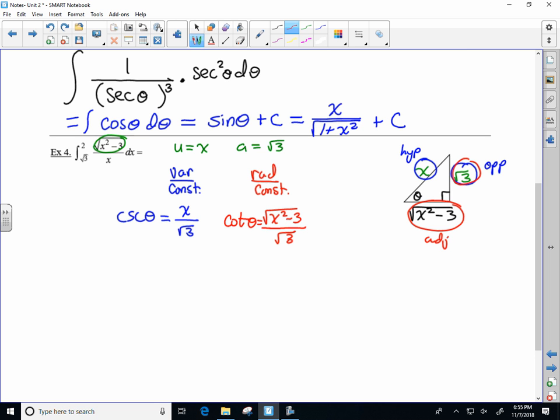Now, you can tweak this if you want. You might say, I don't like cosecant and cotangent. So maybe you move some things around. Maybe you swap your radical x squared minus 3 with your radical 3, and then go from there. I'm fine working with it anyway, so I'm just going to keep going. Oh, sorry, can't just keep going yet. So x equals root 3 times the cosecant of theta.